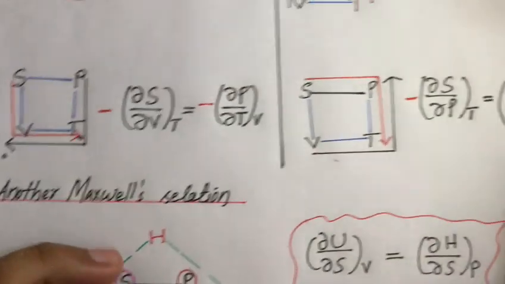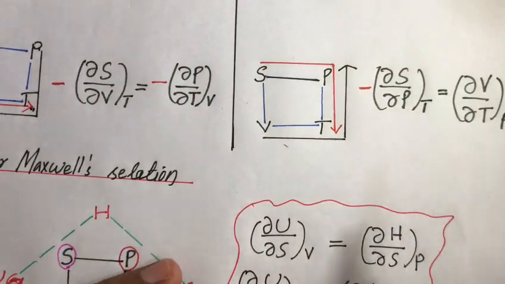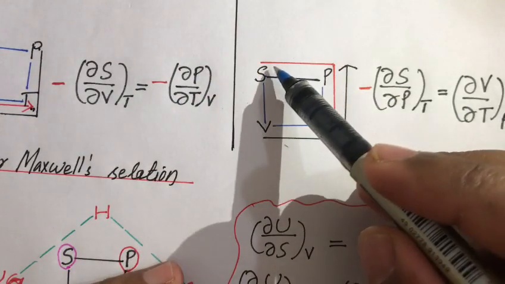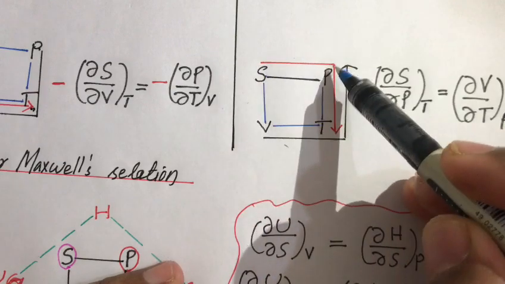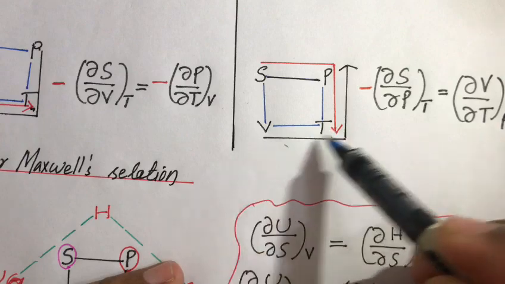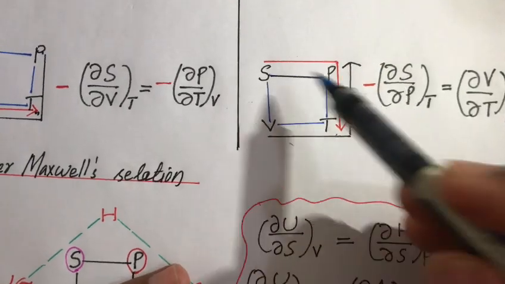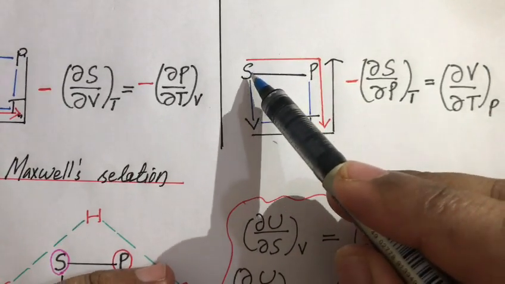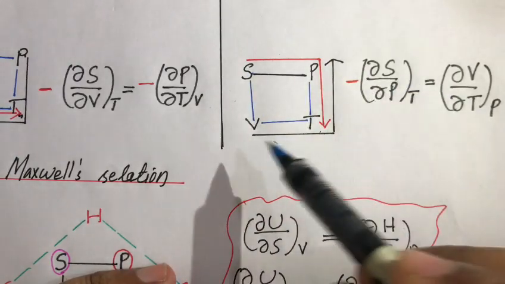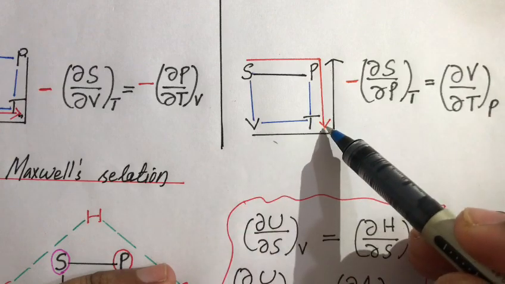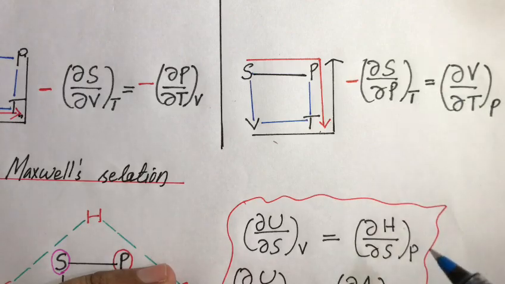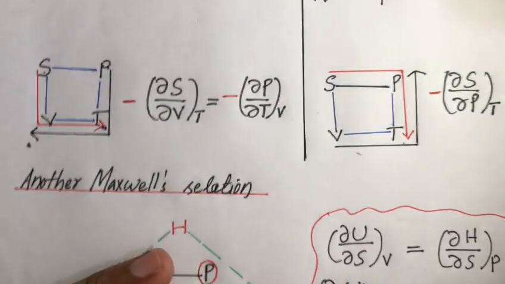The next Maxwell relation, we started from S. Here also we start from S but in a different direction, that is this. SPT, this direction, and another arrow should cover the red one like this. So how? Dou S by dou P at constant T, since it is downward, minus, is equal to dou V by dou T at constant P. It is upward, so it is treated as positive. Clear? So it is very simple.